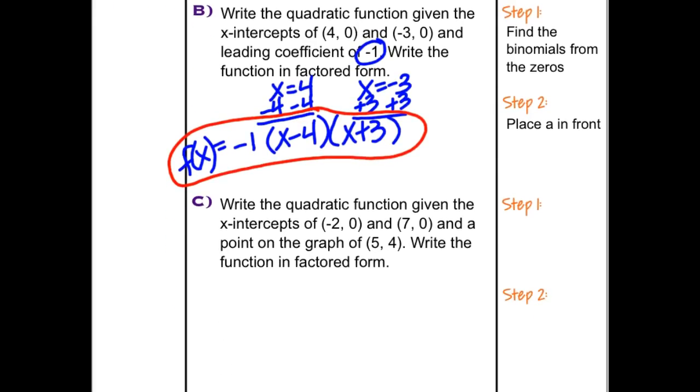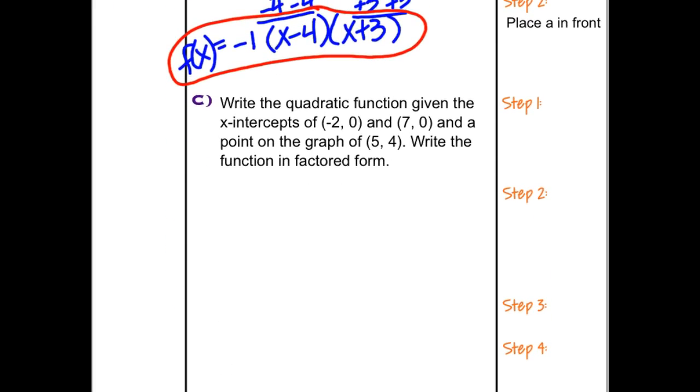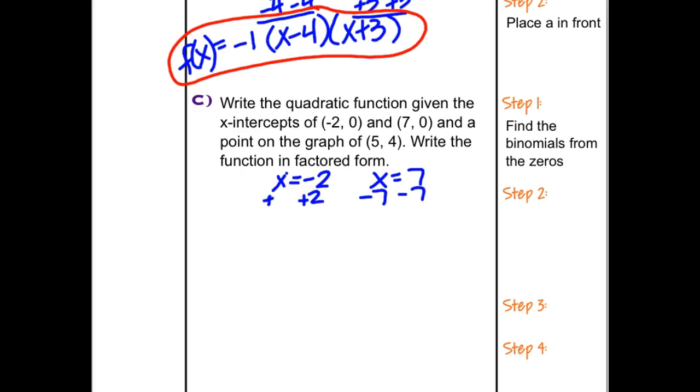Final type. We're going to write the quadratic function given x-intercepts of negative 2, 0 and 7, 0 and a point on the graph of 5, 4. We're going to write this in factored form. So it's similar to the last one, but it kind of combines the two. Our first thing we're going to do is find the binomials from the zeros. So if I have x equals negative 2 and x equals 7, I'm going to minus 7 and add 2. So that means I get binomials of x plus 2 and x minus 7.